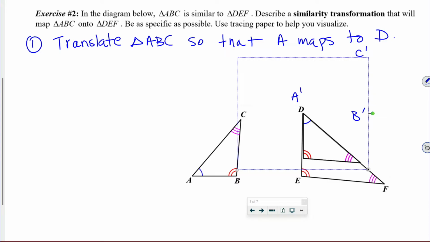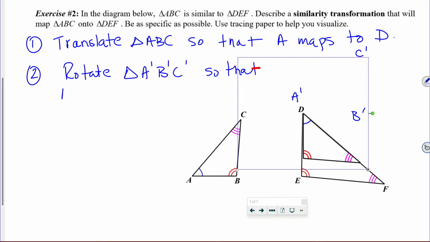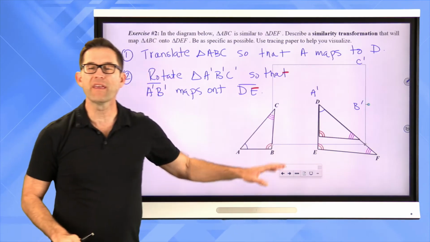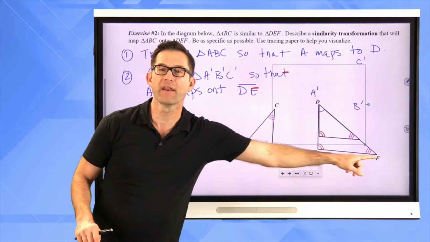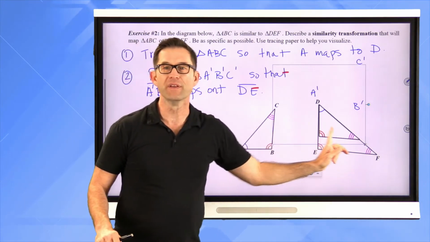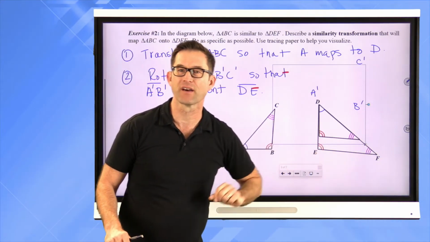So I'm going to rotate triangle A prime, B prime, C prime so that A prime, B prime maps onto DE, right? And now we get that picture that we're used to: that triangle that's sort of embedded within another triangle, with this side length being parallel to that side length.